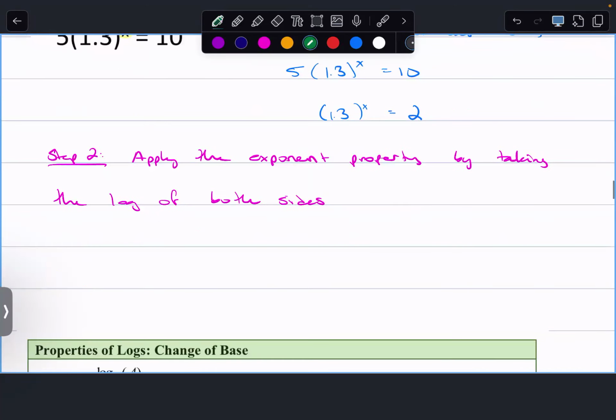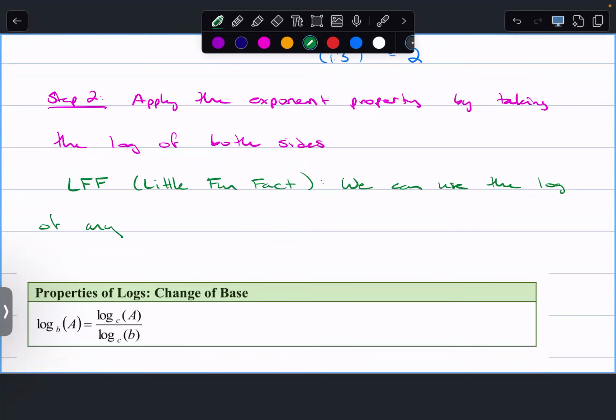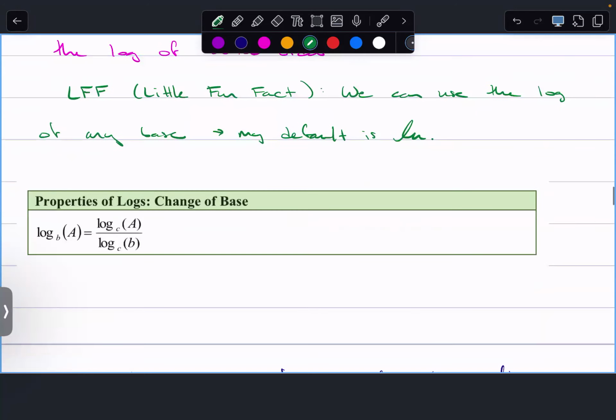So how about this? An LFF, a little fun fact. We can use the log of any base. And my default is the natural log. Let me bump this down here.